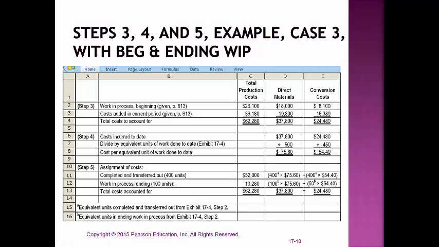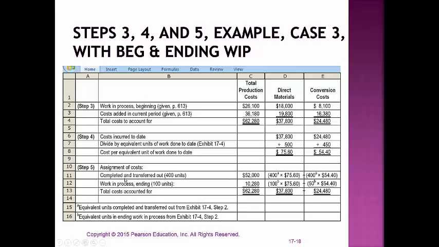24,480 divided by 450 equals $54.40 per unit, and 37,800 divided by 500 equals $75.60 per unit. So that is our cost per equivalent unit of work done to date. Going down to step 5, let's assign those costs now.